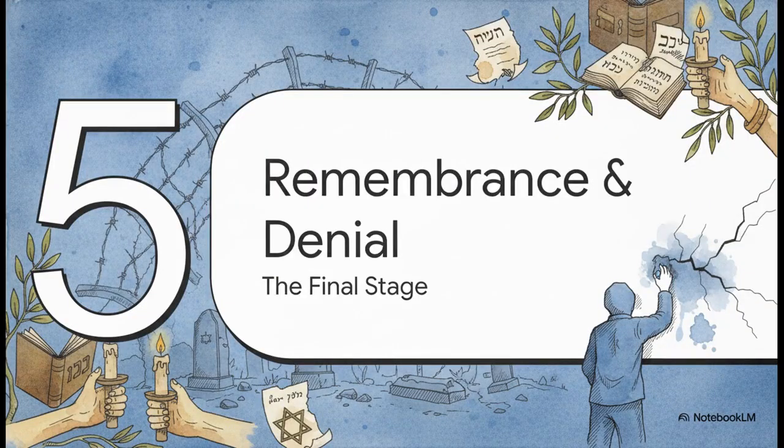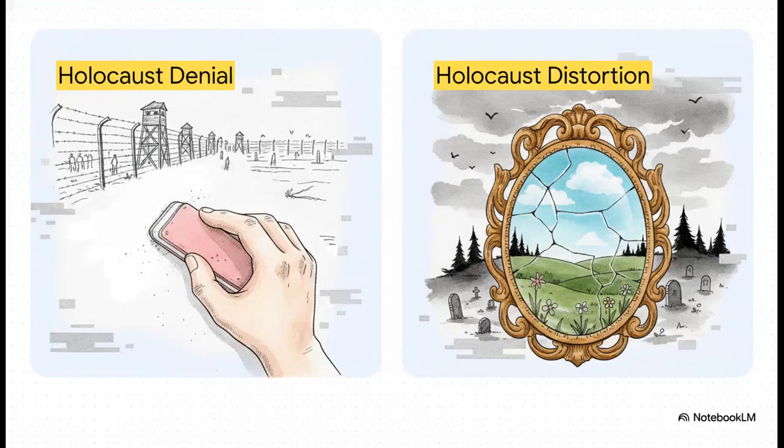And that profound need for collective memory brings us to our fifth and final section, remembrance and modern denial. Because, quite frankly, the fight to preserve the truth of this history is far from over. Today, we're actually seeing a really disturbing rise in two distinct but related threats. The first is Holocaust denial. This is the attempt to completely erase the history in order to legitimize anti-Semitism.